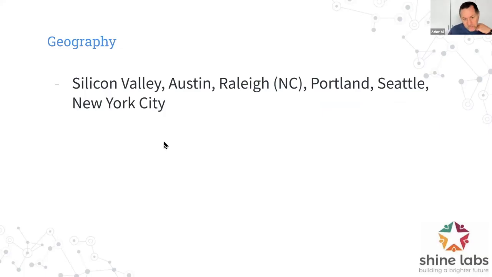Okay, so where are the jobs located for infrastructure engineers? Obviously, Silicon Valley is a big hub. I moved to Silicon Valley from New Jersey because of the jobs here, and I was really fortunate for that. Austin is a big tech hub as well, and it's growing. North Carolina, especially Raleigh. Portland in Oregon, Seattle in Washington, New York City, all of these are big tech hubs, including Pittsburgh.